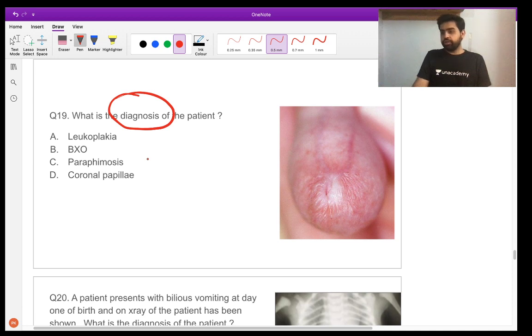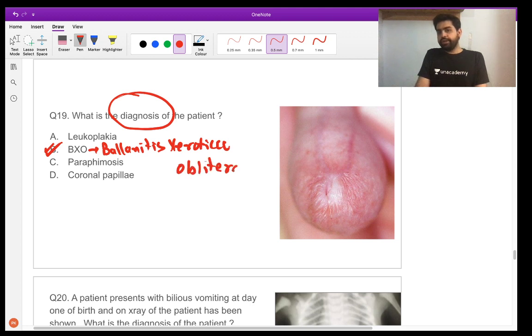Paraphimosis, really? Okay, Arshad is saying D. Coronal papillae, really? Shalini is saying C. Finally, Yogesh has answered it as B. Yes, you are absolutely correct, Yogesh. The answer to this particular question is in fact B. What is BXO? It is balanitis xerotica obliterans.